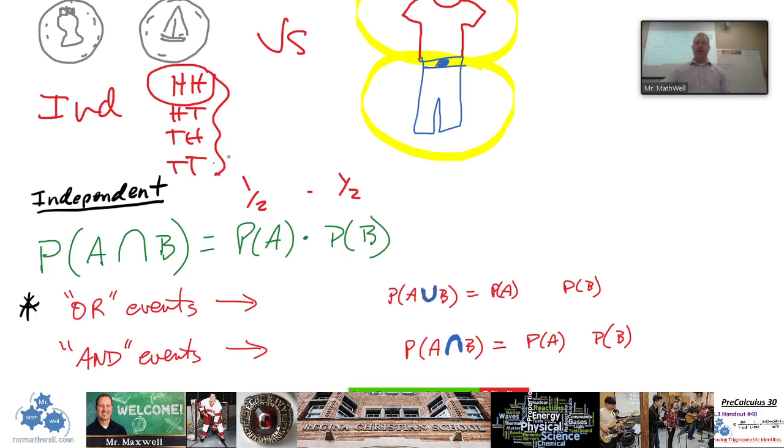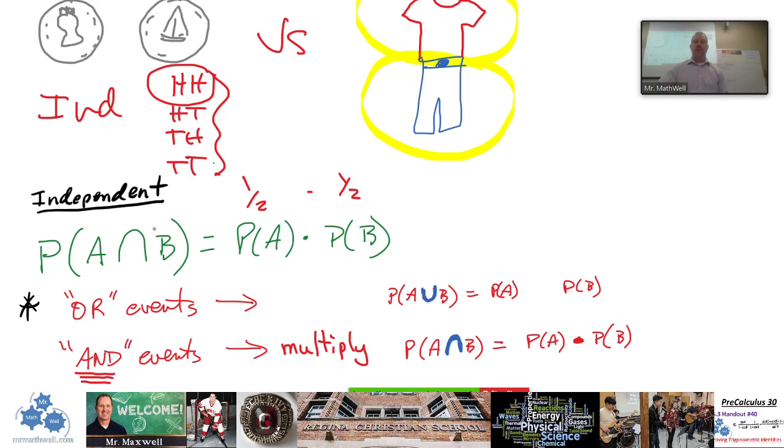So independent events are multiplied. So that's the and down here. So that's and, right? Heads and heads. So those are where we multiply this right here, P(A) times P(B).